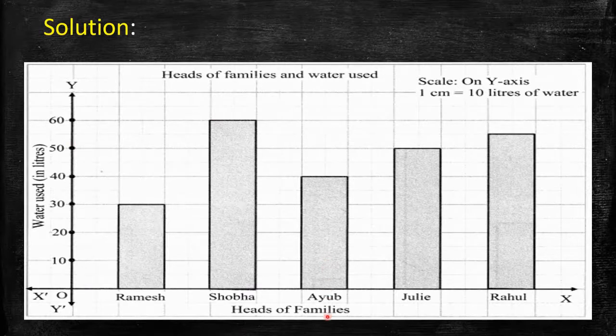Ayub's family uses 40 liters of water daily. So here you can see at 40 liters we have drawn a bar. Then Julie's family uses 50 liters of water daily. So like this we will draw. And Rahul's family uses 55 liters. So here in between, 55 will come. So like this we have to draw this bar graph.